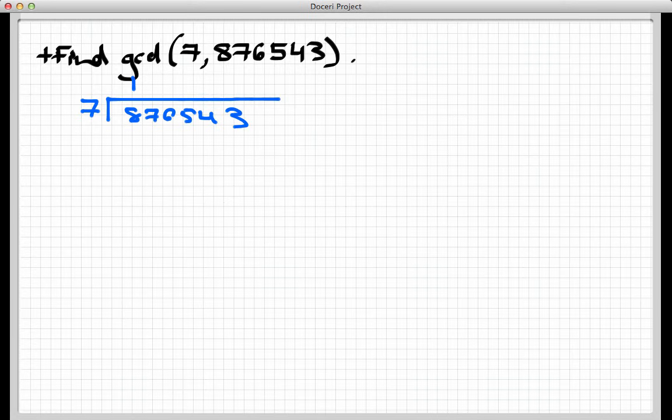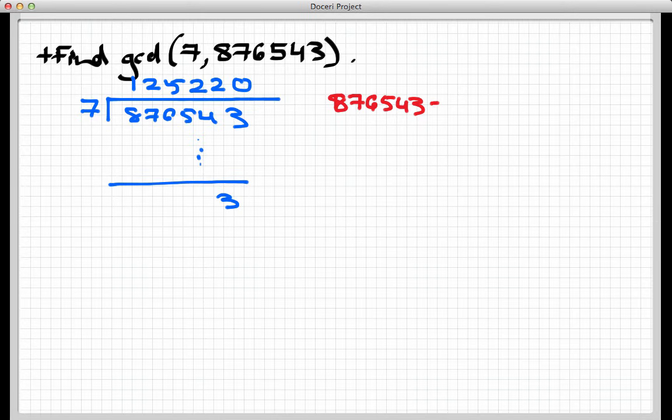Now never fear, I've worked this out already in advance. We're not going to do the whole problem here. 7 goes in 125,220 times, blah, blah, blah, with a remainder of 3. So that would be written over here as a multiplication equation as 876,543 is equal to 7, there's the divisor, times 125,220, and here's the remainder of 3.